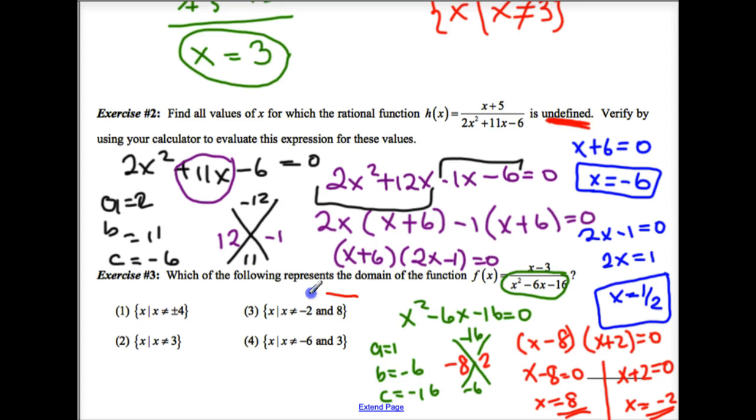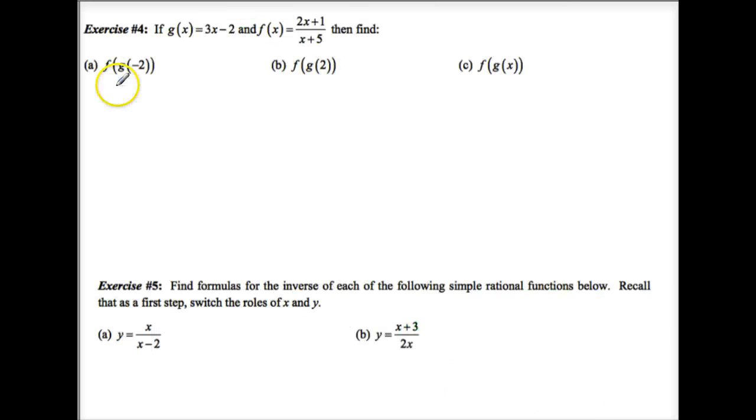So it will be choice number 3. Okay, moving along, we have example 4. This goes back to unit 1 where we did composition of functions. So refresh your memory. We always work on the inside, then the outside.